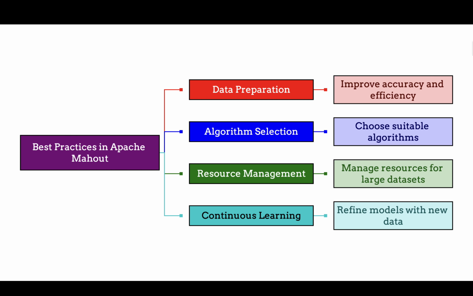Best practices in Apache Mahout. 1. Data preparation. Properly prepare and clean data to improve the accuracy and efficiency of machine learning models. 2. Algorithm selection. Choose the most suitable algorithms for specific problems and datasets to achieve optimal results. 3. Resource management. Efficiently manage computational resources when processing large datasets to ensure performance. 4. Continuous learning. Continuously refine and update models with new data to maintain accuracy and relevance.